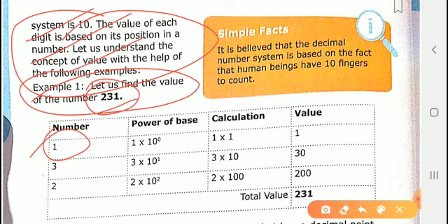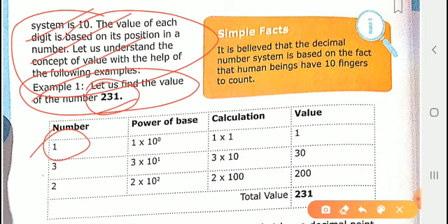Then comes the conversion of decimal numbers to binary numbers. In this book, a complex method is given. I can give you a simple and short method, which we have to understand. I just created one video on that. So you have to understand all these things.